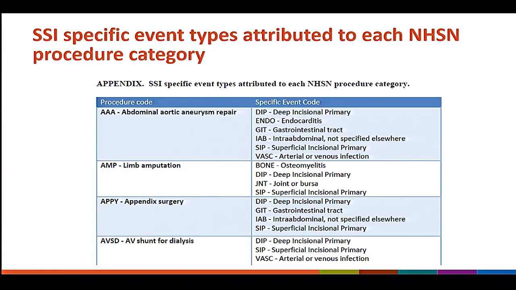The appendix at the back of Chapter 9 is a wonderful tool, and it lists the specific event codes that can apply to the procedure code. So for example, if a patient undergoes an API procedure and they develop an SSI, you could refer to this to determine what type of SSI you could report, whether it's a superficial incisional primary, a deep incisional primary, an organ space GIT, or an organ space IAB. So it's a nice tool here to be able to refer to.